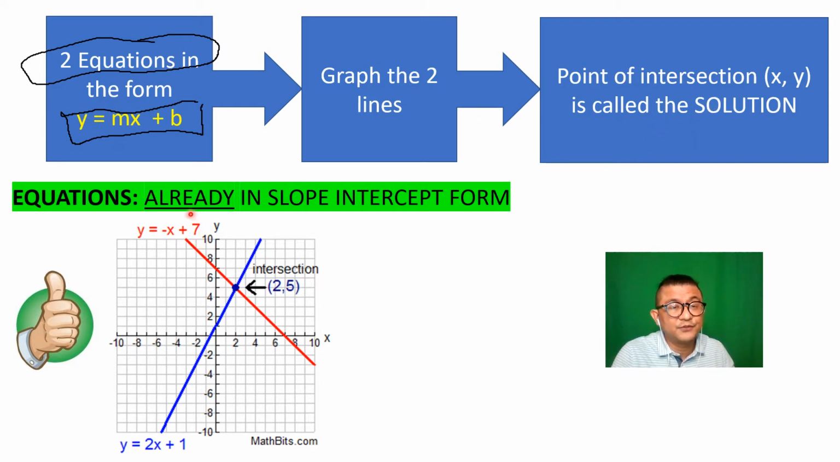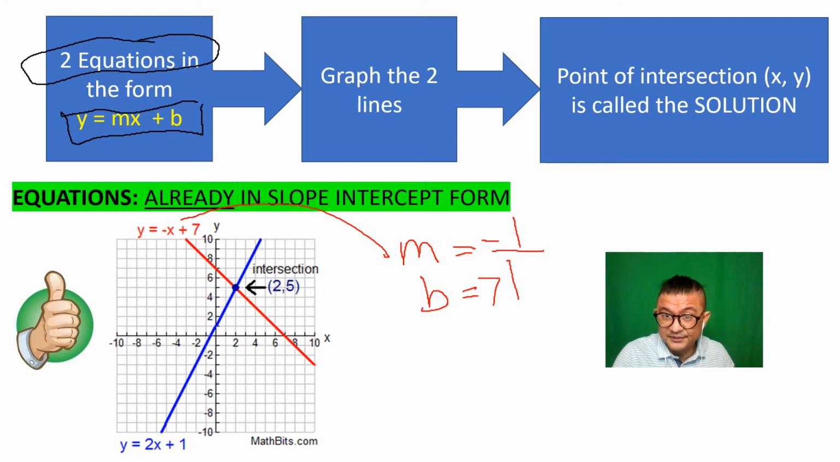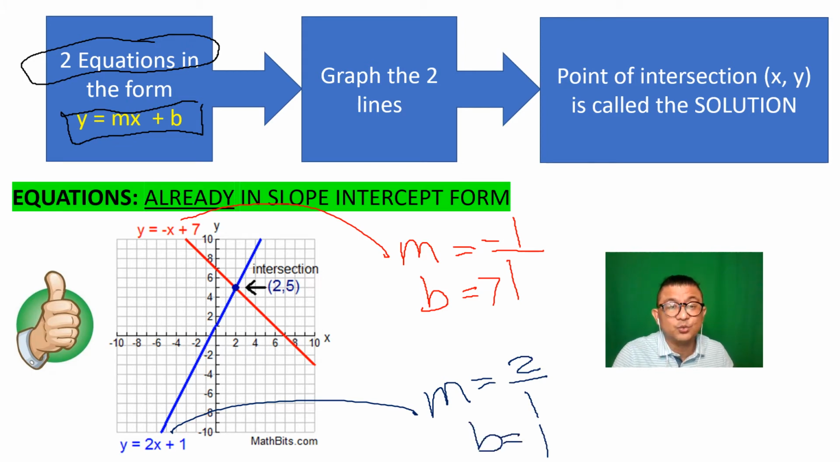Now, if you look at the first equation here, it's already in y equals mx plus b. The second equation is already in y equals mx plus b. In that case, on the first equation, you can already know that my slope is negative 1 over 1 and my y-intercept is 7, right? So you could graph it. That's the red line. And on the second equation, you already know that your slope is 2 over 1 and your y-intercept is 1. That's why you could graph it and you could make the blue line.